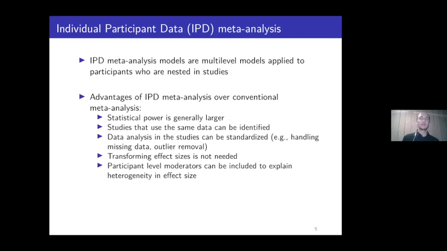In conventional meta-analysis, we can generally only look at moderators that are measured at the study level or at the lab level. In IPD meta-analysis, we can also use information of the participants themselves. So we can use information about, for instance, the age of the participants, and we don't have to use the mean age as we need to do in conventional meta-analysis.